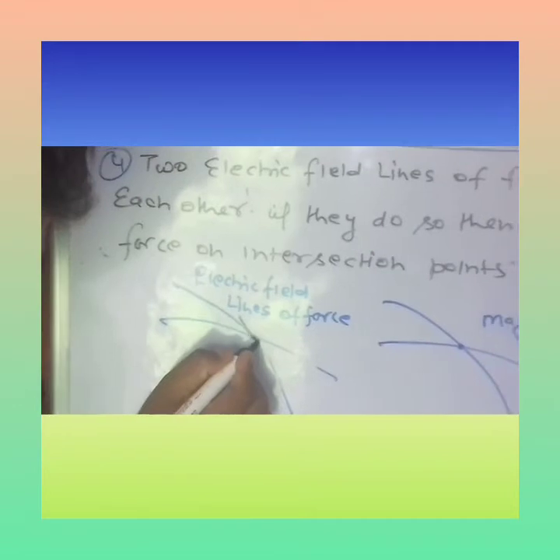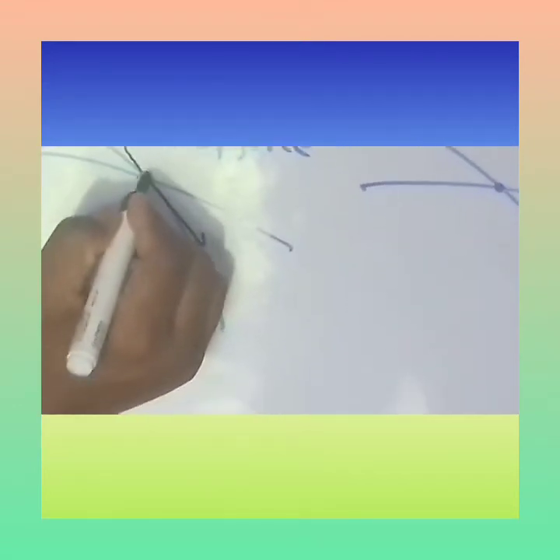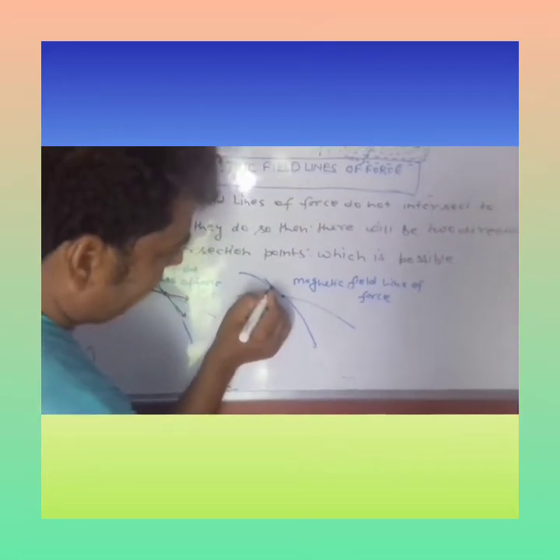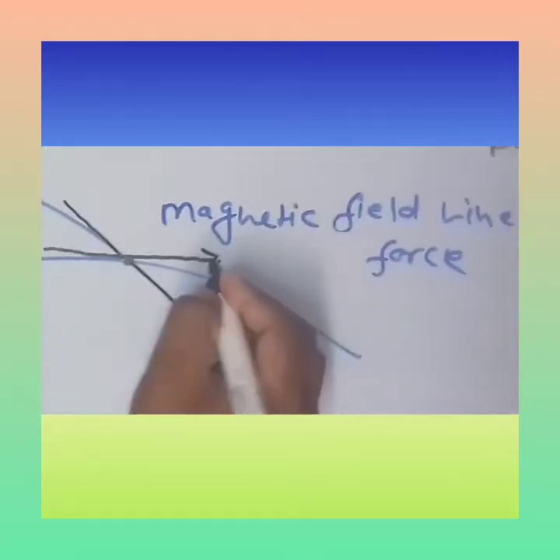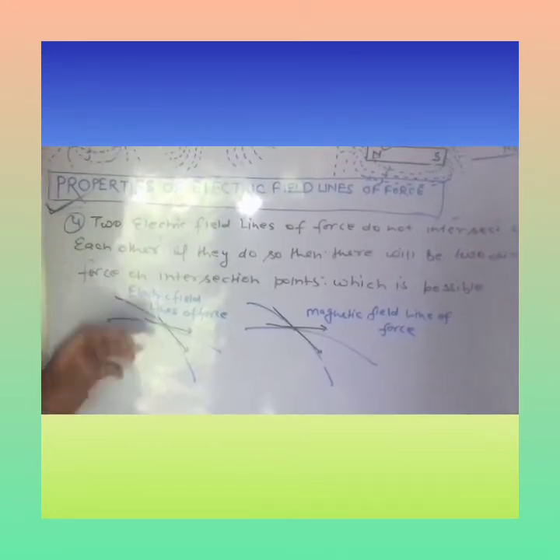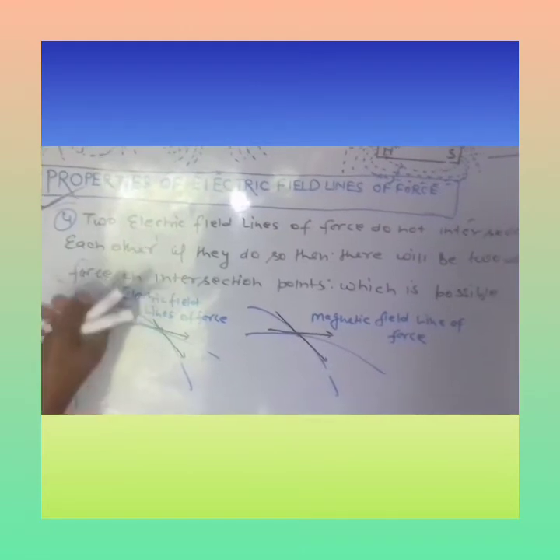Look, what is the problem? If they do so, then there will be two directions of force at this intersection point. This is impossible, my dear students. Look here, if two magnetic field lines of force intersect each other, then there will be two directions of force at this point, which is impossible. My dear students, this was the fourth characteristic, fourth virtue, fourth property of the electric field lines of force. Come on.